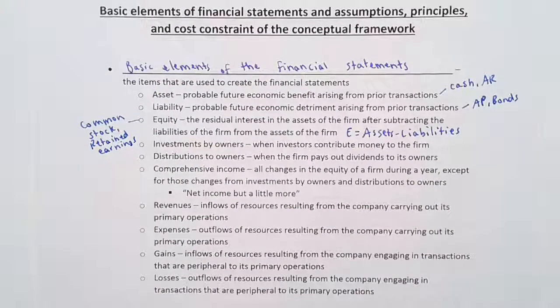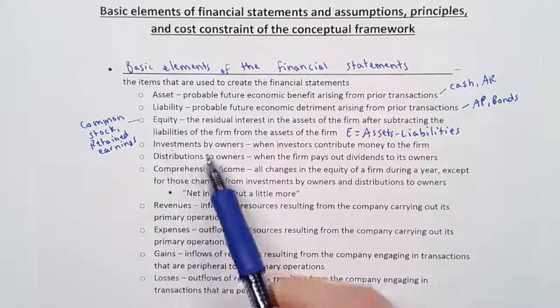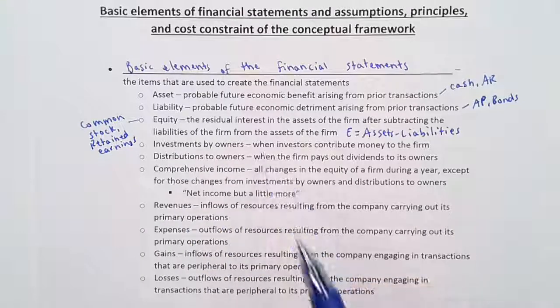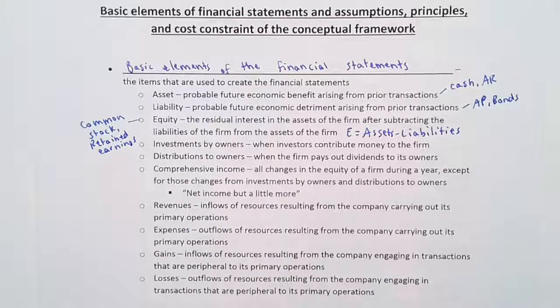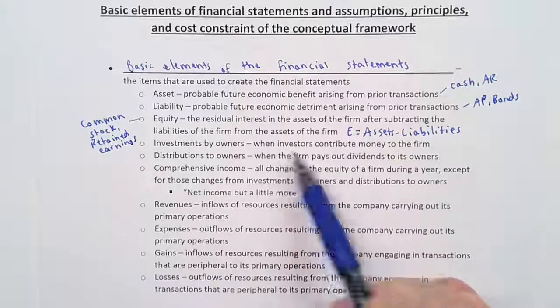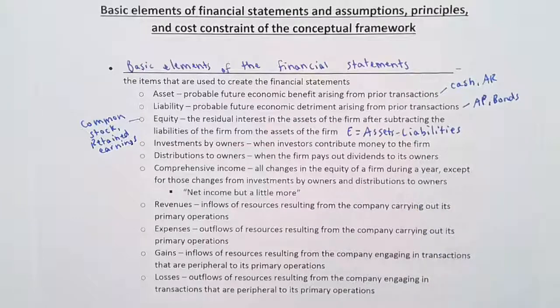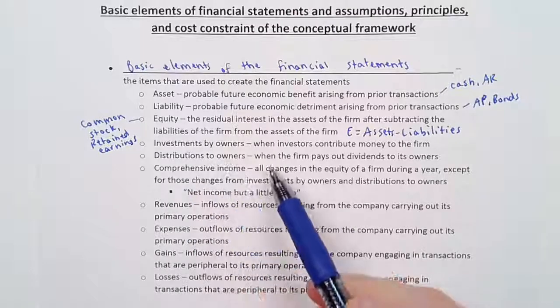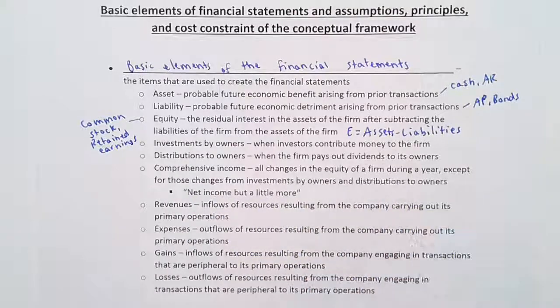Okay. Next, we have investments by owners. Okay, basically, there's a fancier definition for this, but basically what it means is it's when investors contribute money to the firm. Okay, so when they buy stock, for instance, okay, that would be an investment by an owner. Okay. A distribution to an owner, on the other hand, is when the firm pays out dividends to the owners. All right, so if you're a holder of a stock of a certain company and they pay you a dividend, that would be a distribution to you.